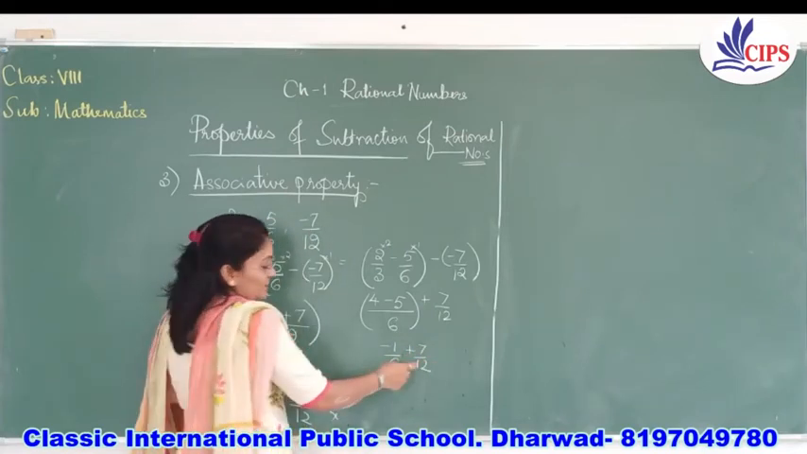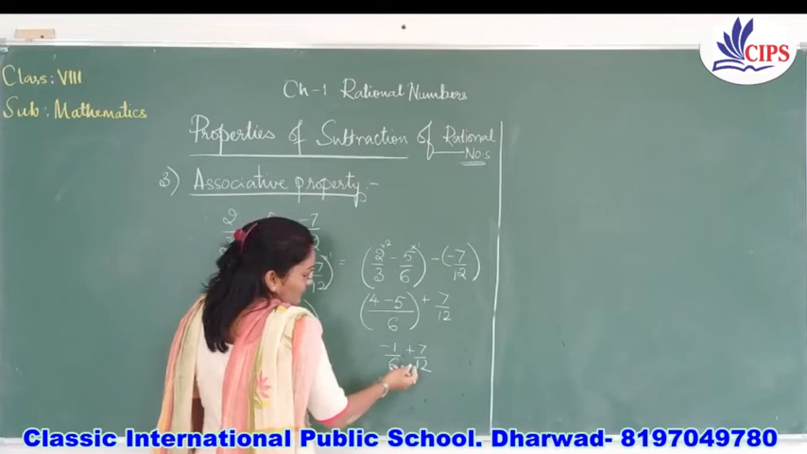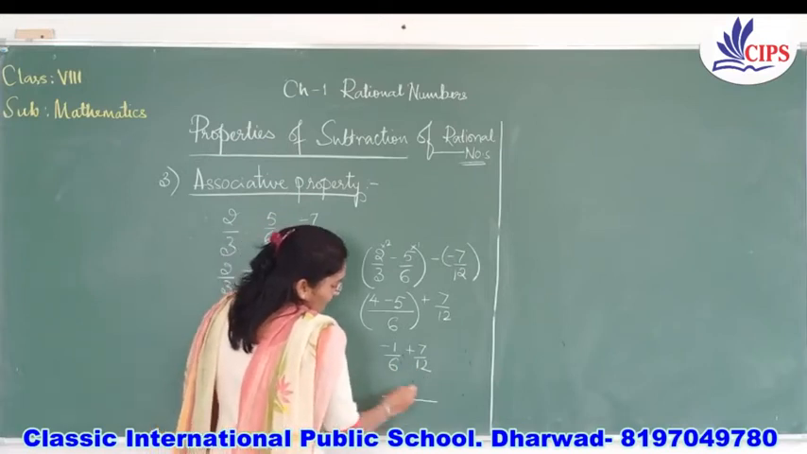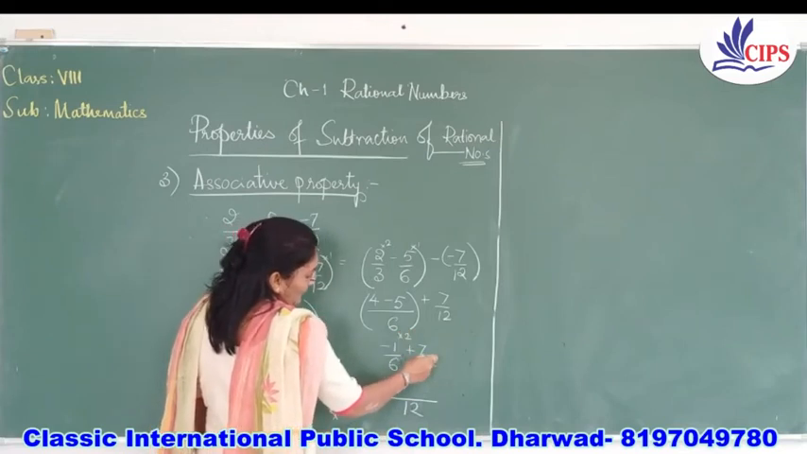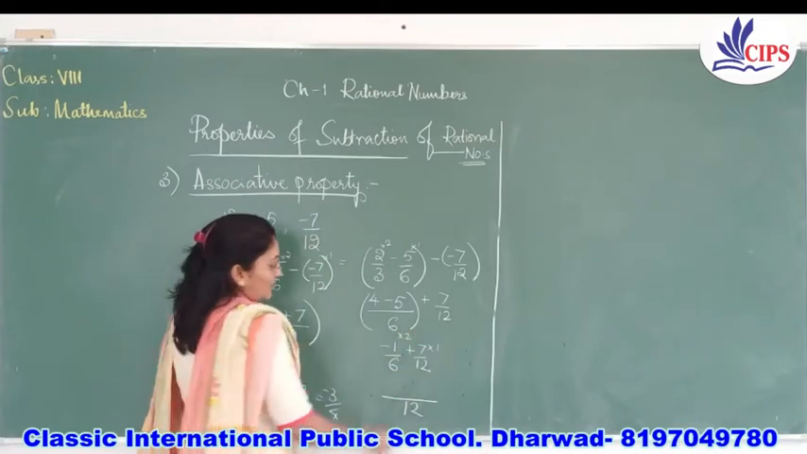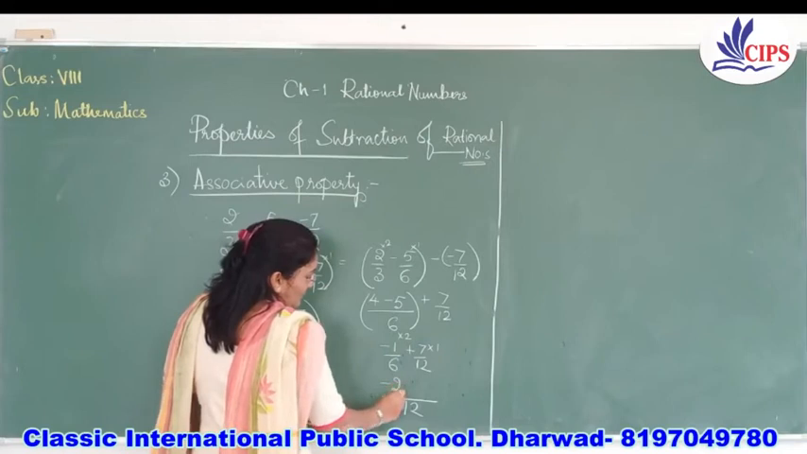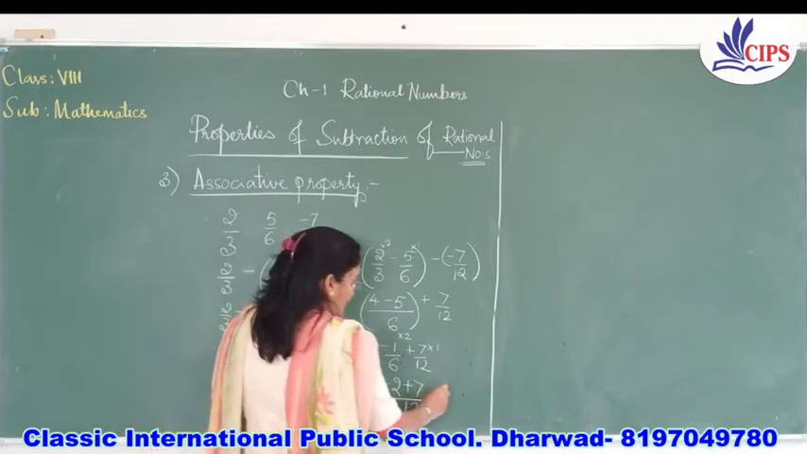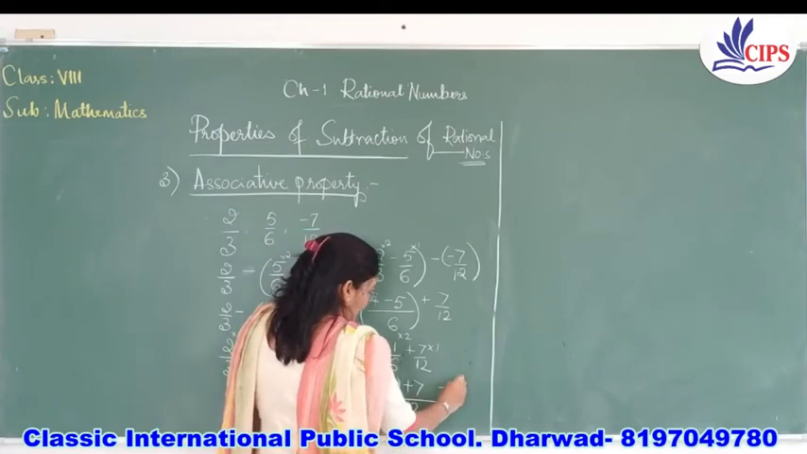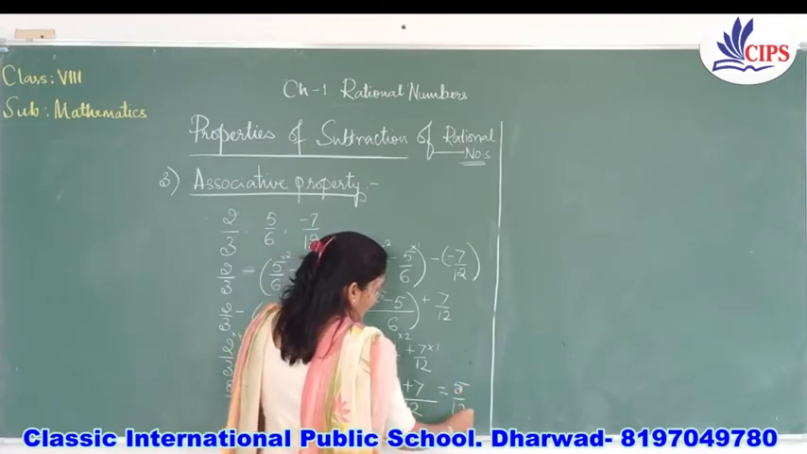Now we have to solve these. One is negative, one is positive, but we have to subtract them. So 6 and 12 LCM is 12. 6 twos is 12 and 12 ones is 12. So we get minus 2 plus 7. So what is minus 2 plus 7? Minus 2 plus 7 is 5. We get 5 by 12.